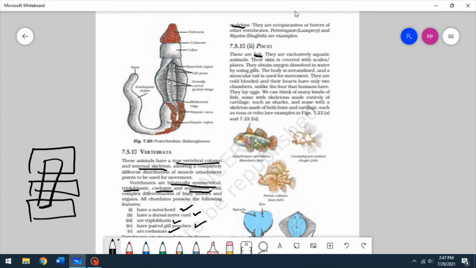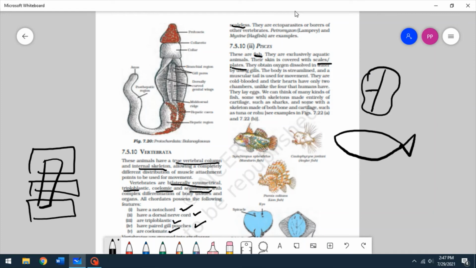Their skin is covered with scales, or they're covered with plates, and they obtain oxygen dissolved in water by using their gills. The body is streamlined. They have this typical streamlined shape, and a muscular tail is used for movement. They're cold-blooded, and their hearts have only 2 chambers. So if this is their heart, they have only 2 chambers. Humans have 4, but fish have only 2.